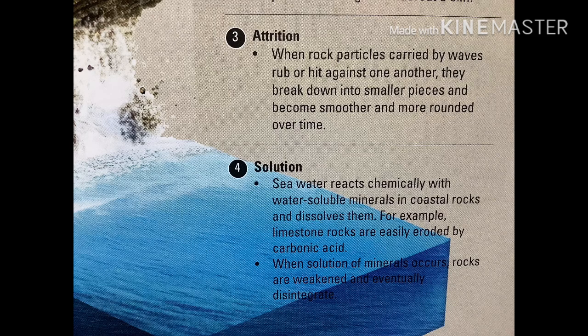And the last erosional method that we're going to look at is solution. Solution has to do with a chemical reaction between the water-soluble minerals found in the rock surfaces and the seawater itself. For example, if you have very weak rocks or chemically soluble rocks like limestone, which are very easily eroded by carbonic acid, you will have a very high erosion rate due to solution. So when you talk about solution, we're looking at the type of rock found, whether it has soluble minerals or not.